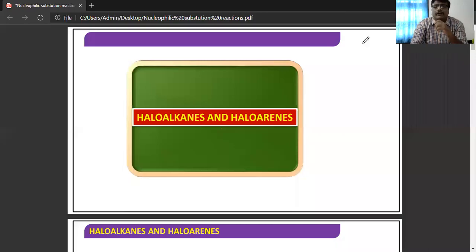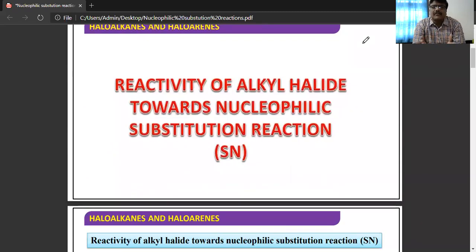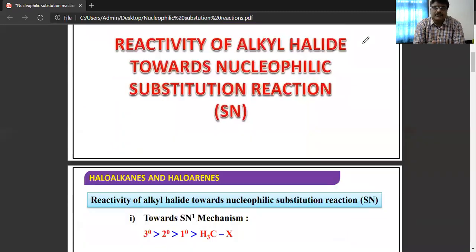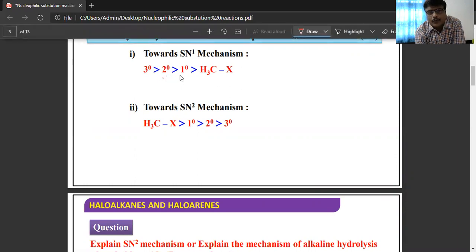Today I would like to discuss nucleophilic substitution reactions. We know that nucleophilic substitution reactions are of two types: one is the SN1 reaction, and the other is the SN2 reaction. If you see the reactivity of alkyl halides, for the SN1 reaction, tertiary halides are more reactive than secondary, which is more reactive than primary, which is more reactive than methyl halide.